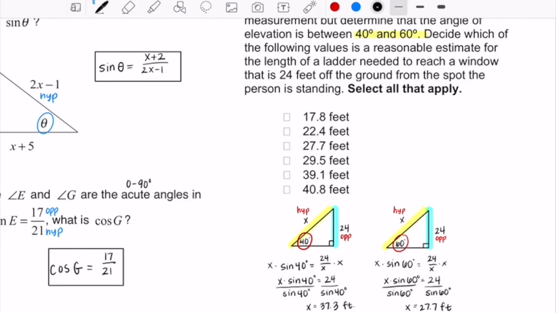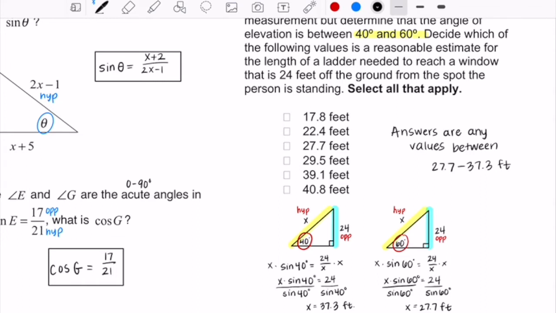So interpreting these two answers, I want to make sure I understand what I'm doing before I start checking off the select all that apply question. If the angle were 40 degrees, the ladder would need to be 37.3 feet. If the angle were 60 degrees, the length of the ladder could be 27.7 feet. And so your answer to the question are going to be all of the numbers that fall within that range. And so your answers will be any values that are between 27.7 and 37.3 feet.